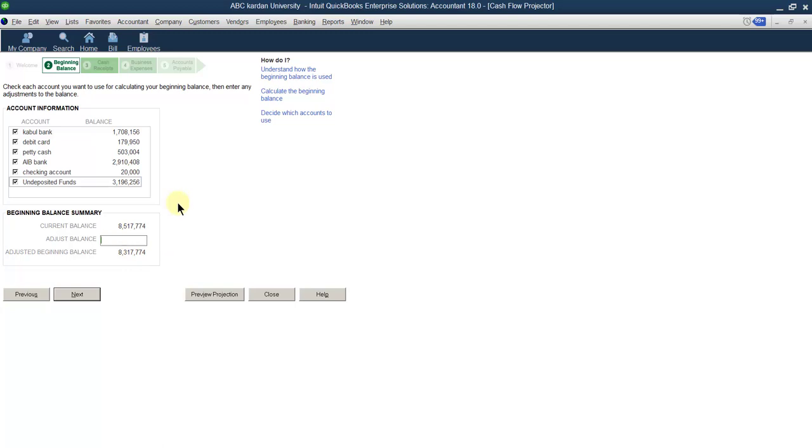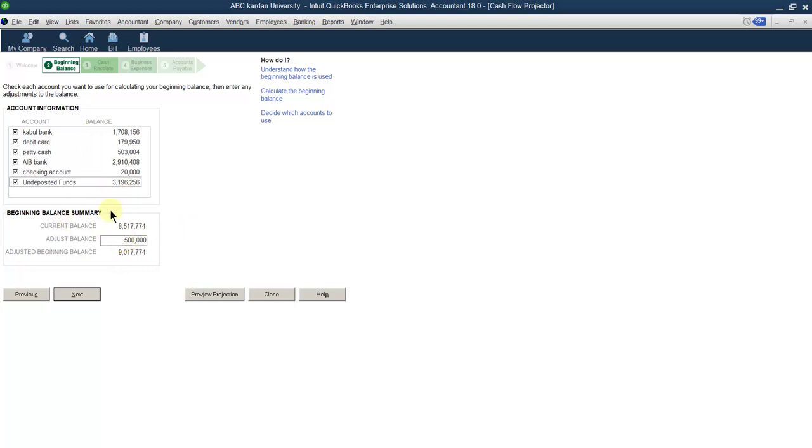Sometimes you feel that although we have this amount, in the next period, maybe after 1 day, 2 days, 3 days, or 5 days, you may receive an additional 5 lakh from the customers. In that case, you have to provide it with a positive sign. It means, if you feel that there is an outflow, then provide that amount with the negative sign. But if you feel that there is an inflow, then provide that with the positive sign.